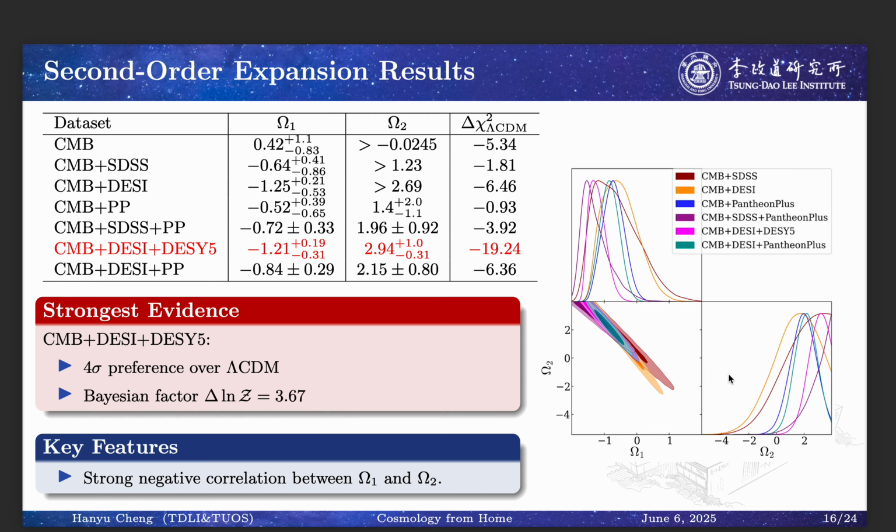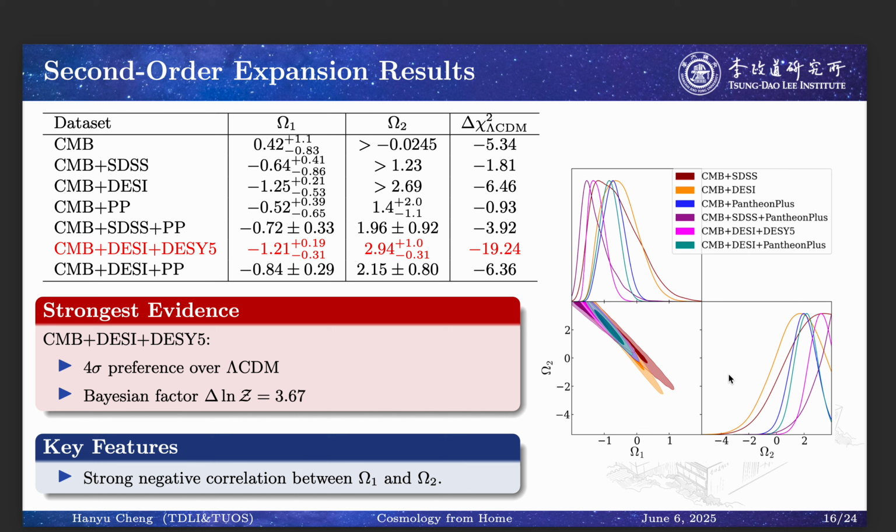This is a second order result. You can see omega 1 is most often negative and omega 2 positive. This is because omega 1 and omega 2 have a strong negative correlation, as you can see in this red plot. And you can see that delta chi-square is most often negative, which means the data prefer our model more than lambda CDM. Especially CMB plus DESI plus DESI5 shows more than 4 sigma preference over lambda CDM.